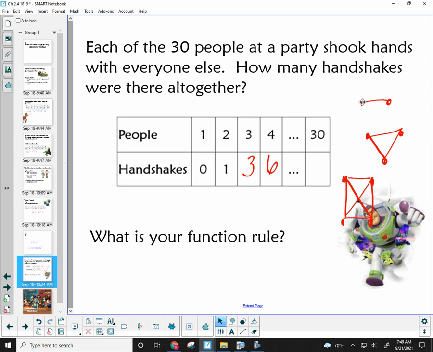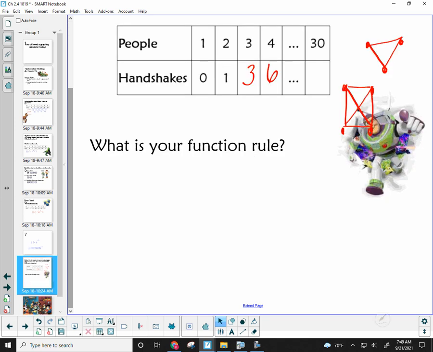All right, so let's start with our function rule here. I don't care if you use f of x, I don't care if you use y, whatever you want to use. Okay, so what did you get for your a value? I had 0.5 x squared, and then what did you get for your b? I had negative 0.5 x and c, I had 0. Is everybody okay with the function rule?